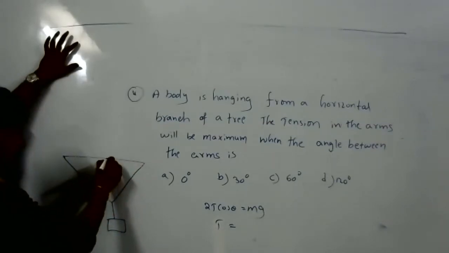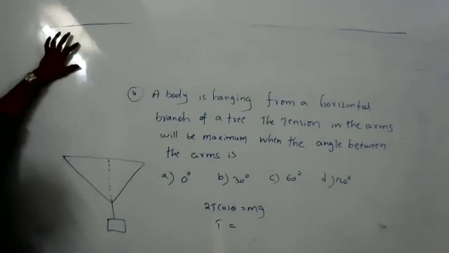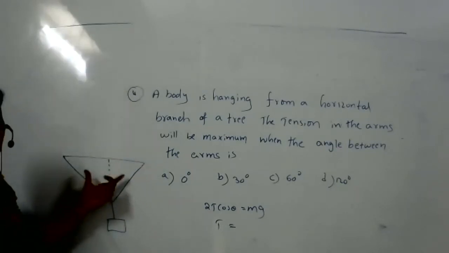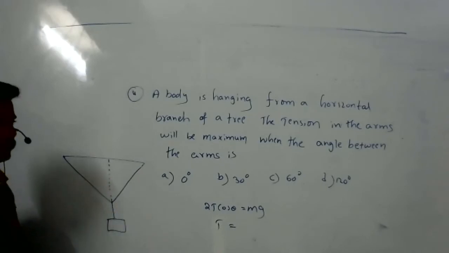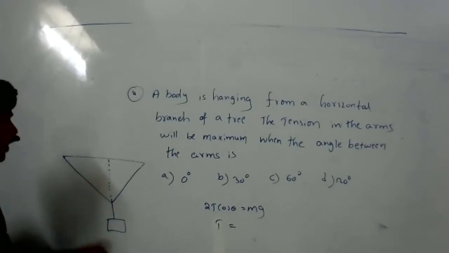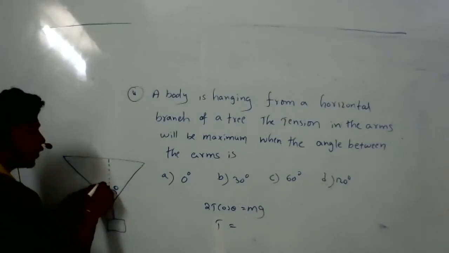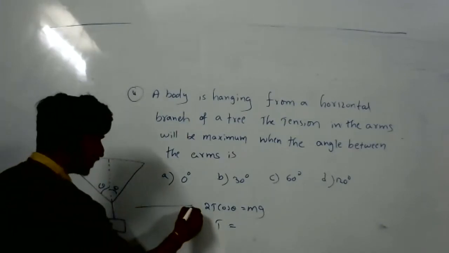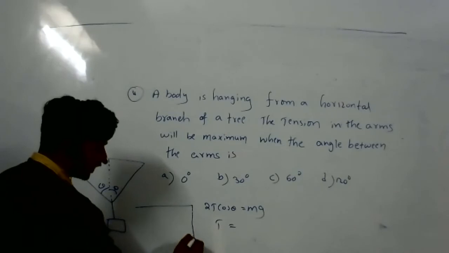These are the edges right now. Sir, she's asking what if it's on the edge of the branch? What if the object is hanging from the edge of the branch instead of the middle? So at that time theta and theta won't come; theta 1 and theta 2 will happen. Suppose the body is hanging here, so one theta will become 0.